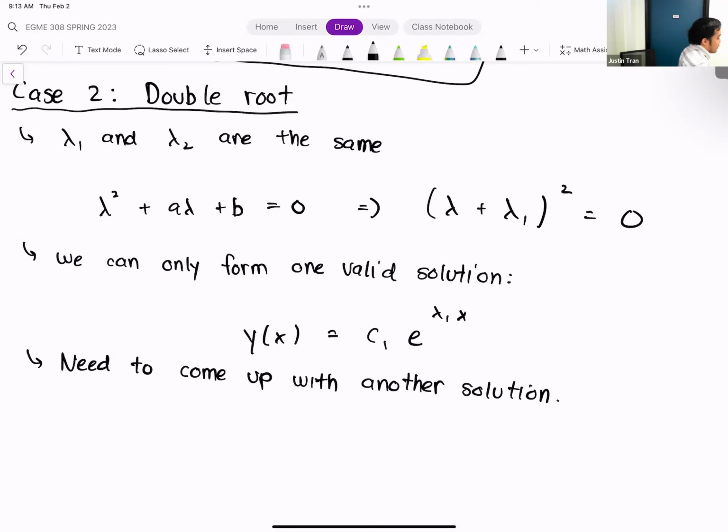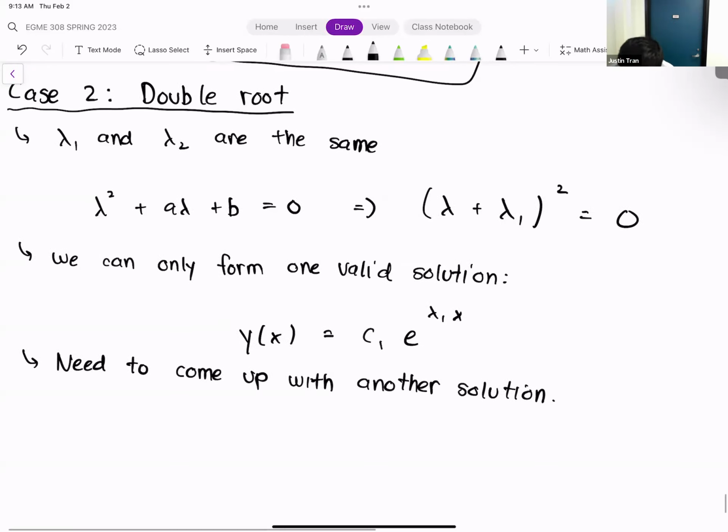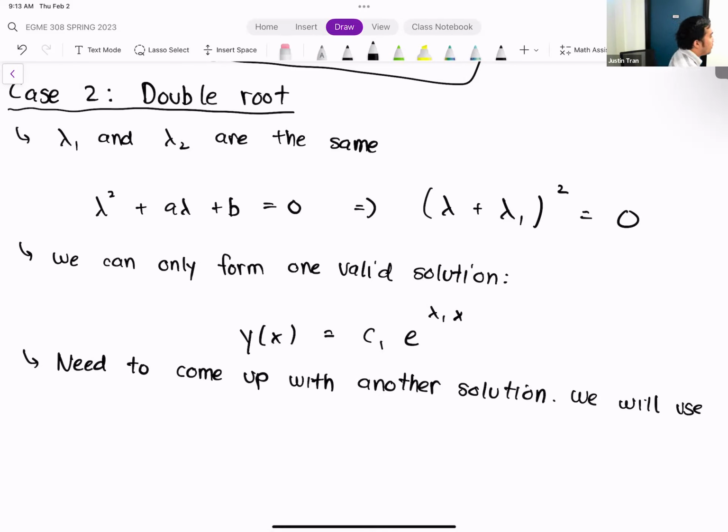All right, so to come up with another solution, we're going to use a trick called reduction of order. I shouldn't call it a trick. It's a legitimate method, right? It's a real math thing. So I'll say we'll use a technique.